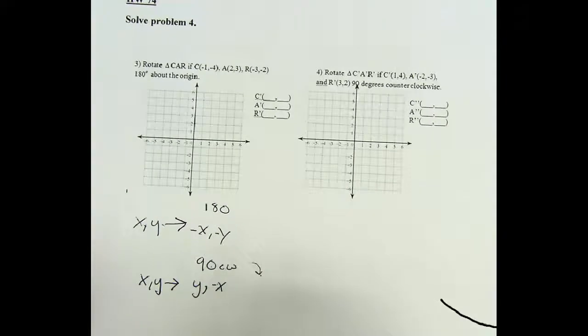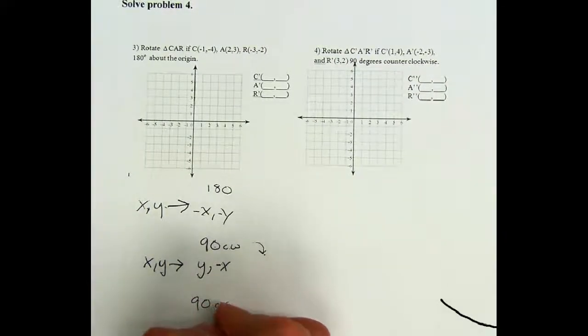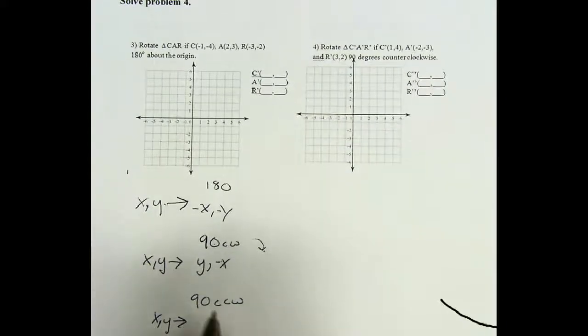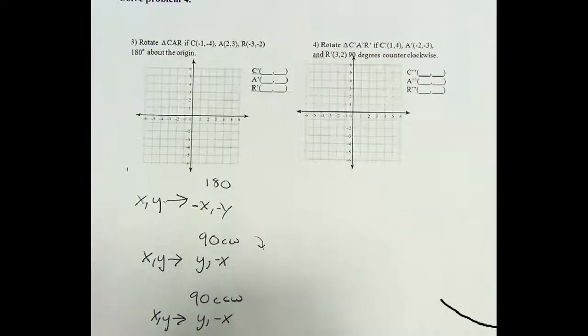All right? So now we do 90 counterclockwise. So we first start with X, Y. And remember, when you have a 90, you flip the terms: Y, comma, negative X. All right? So now counter turns to the left. So now you look at these two. Which one's the left one?